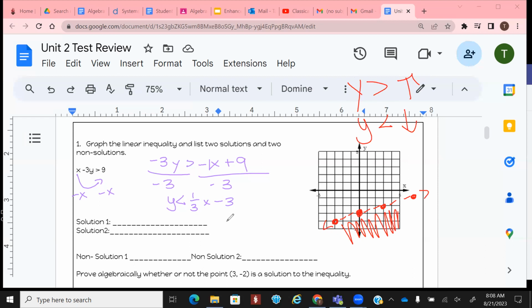Okay. So again, if you don't want to plug in numbers or whatever, you can just memorize this little thing. Okay. Now give me 2 solutions. 2 solutions. So what points would fall in that little realm?